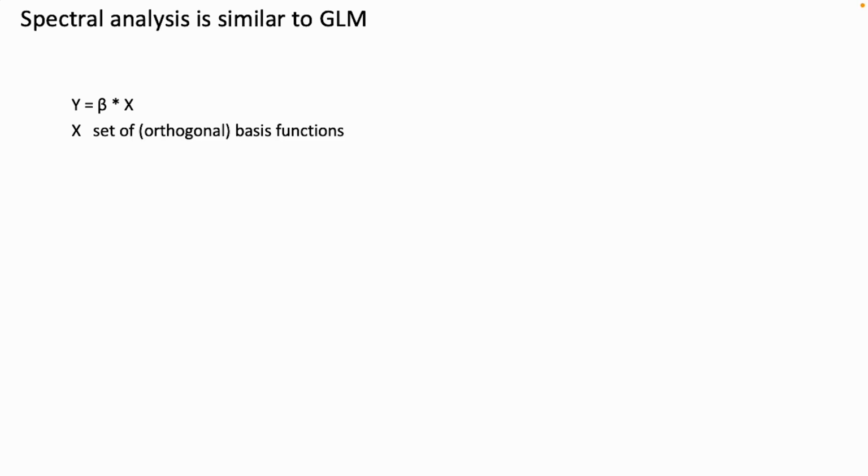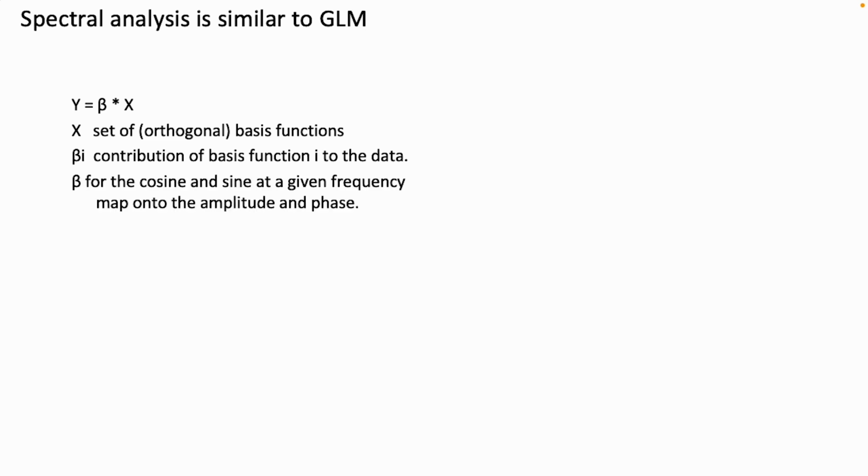X is then a set of orthogonal basis functions, and in the case of Fourier analysis these basis functions are the sines and the cosines. So we have a number of beta parameters to estimate, and each beta parameter is the contribution of one of the basis functions to the data. Since we have phase and frequency, we have to estimate two basis functions per frequency. So we estimate the sine and the cosine coefficient. And we have one beta for the sine and for the cosine at a given frequency, and they map onto the amplitude and the phase.